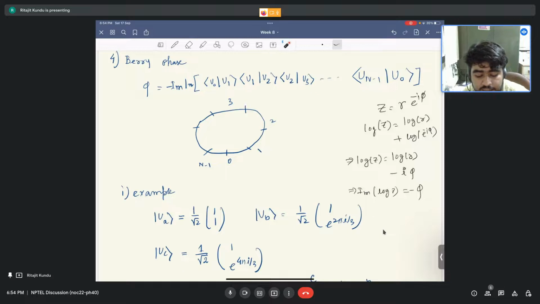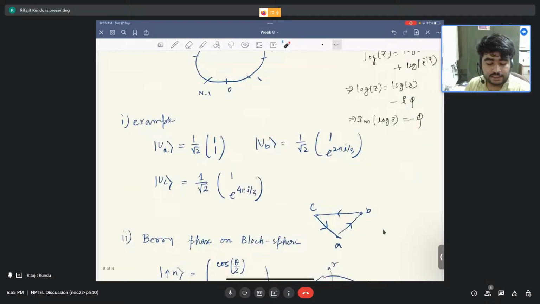So let us say in some parameter space we have discretized this path, and you are calculating this quantity, which gives us the total phase accumulated by traversing the path. This is what we refer to as the Berry phase. For today's problem, this definition is all right. We don't need anything more. So now let's do two examples.